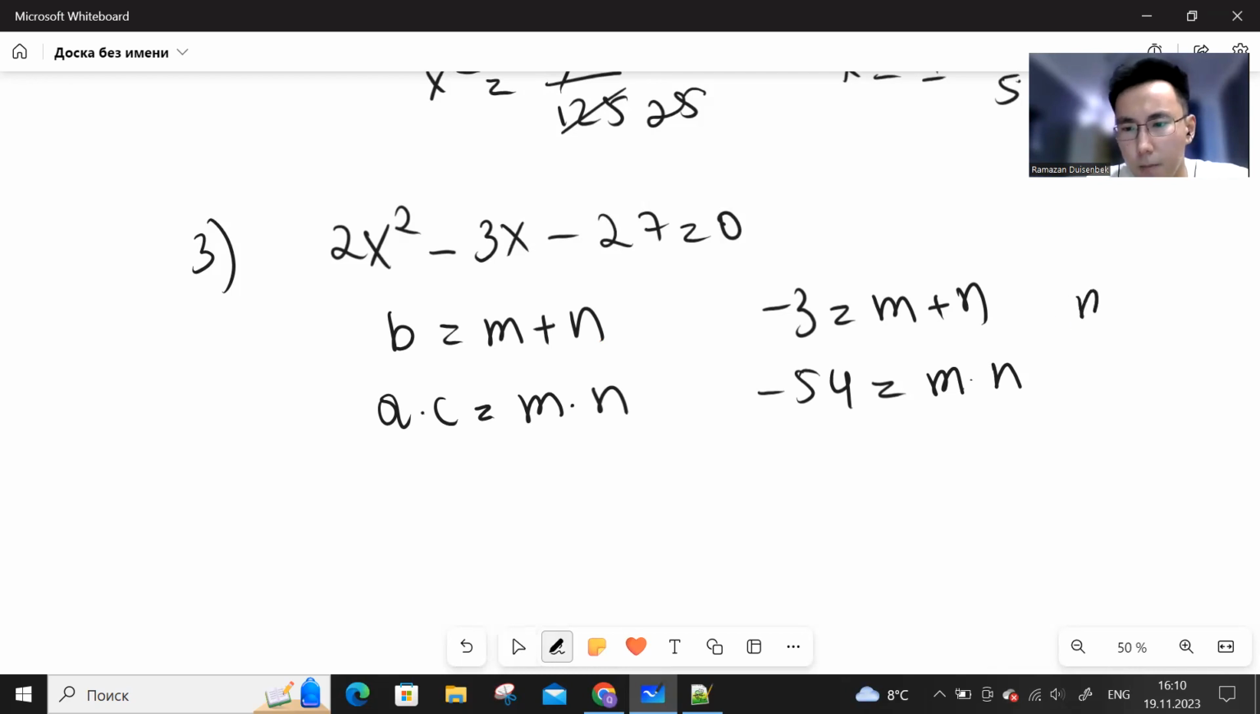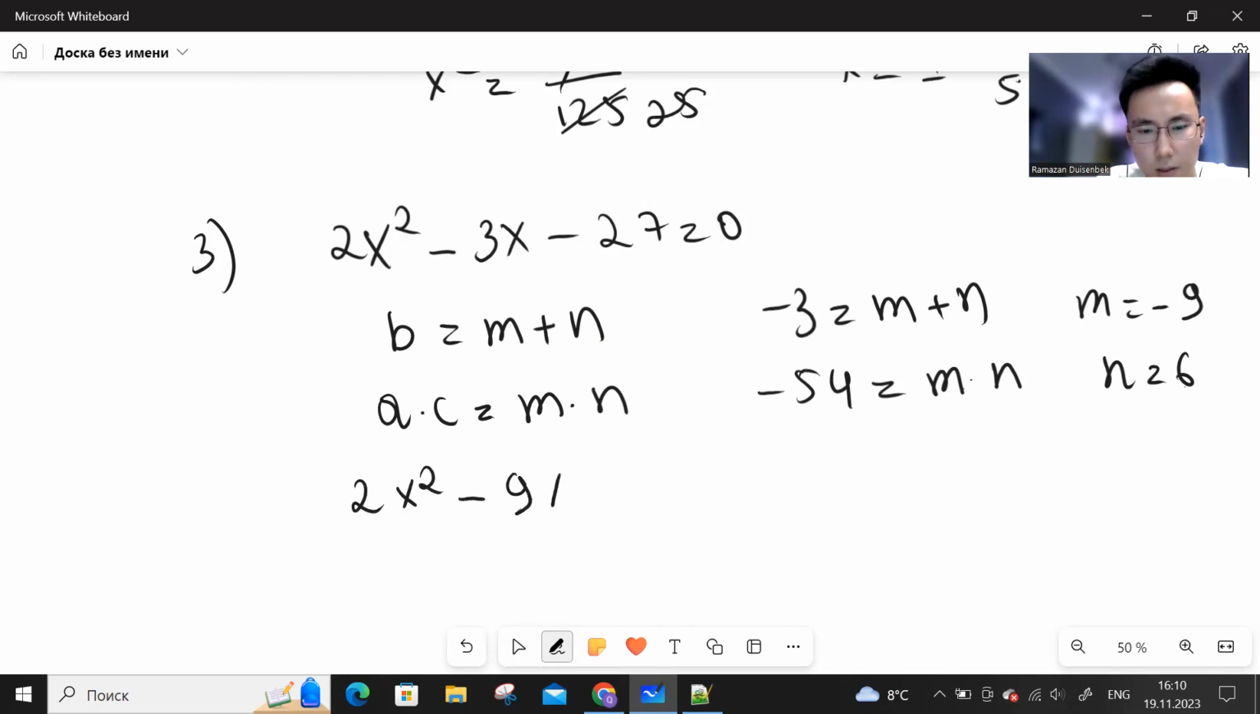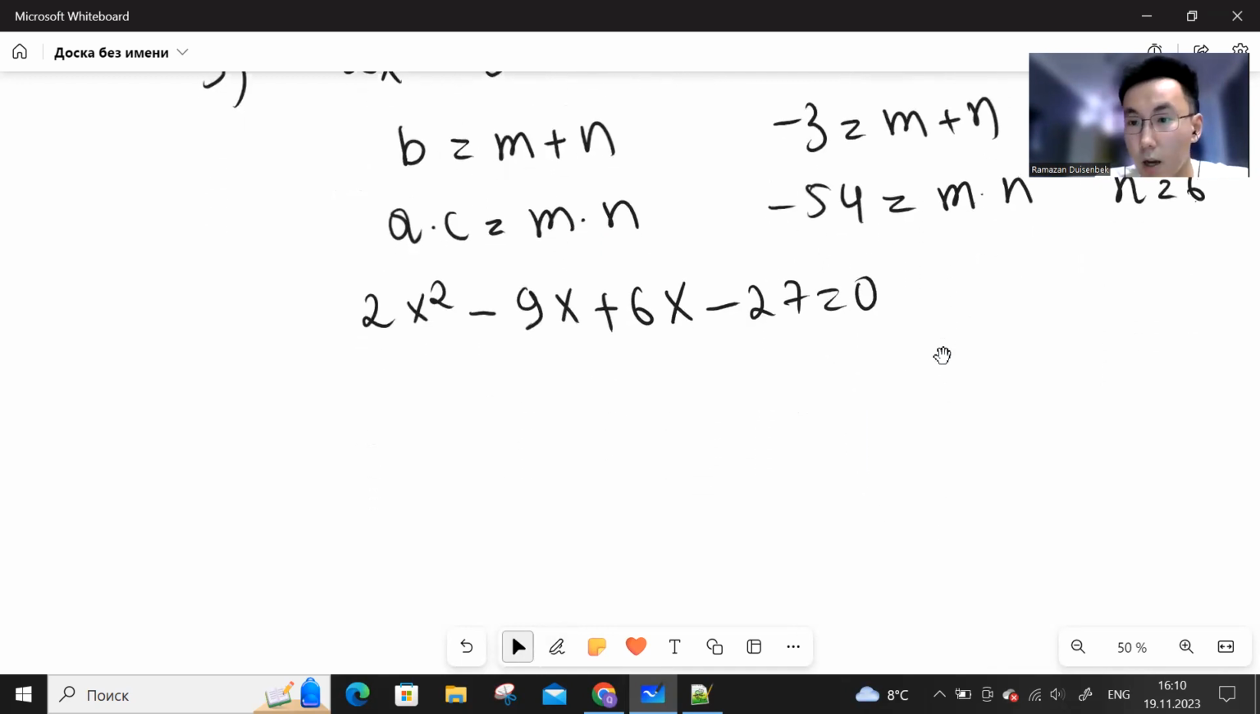It is, m is minus 9, and n is 6. То есть умножение минус 9 на 6 это минус 54, а минус 9 плюс 6 это минус 3. То есть вот этот минус 3х я должен написать как минус 9х плюс 6х минус 27 equals 0. This will be the correct way.